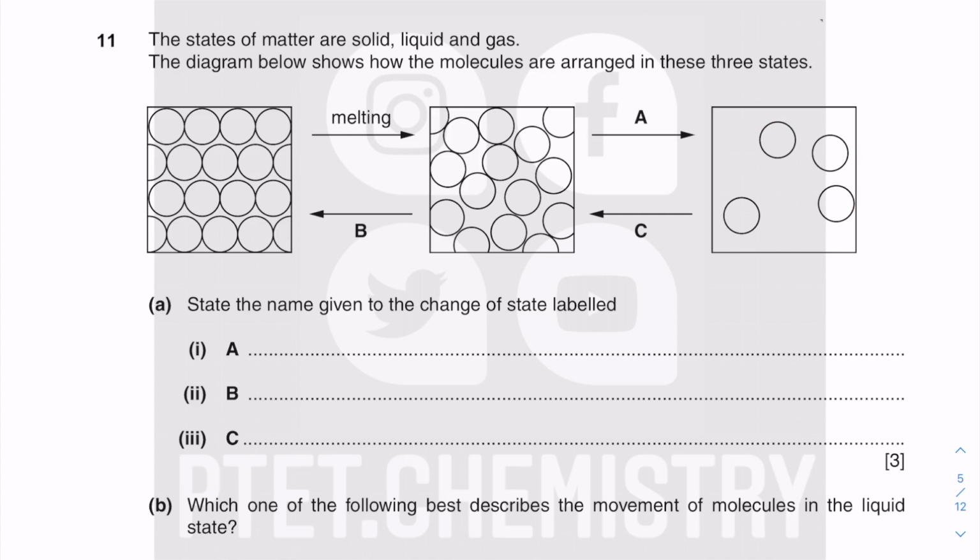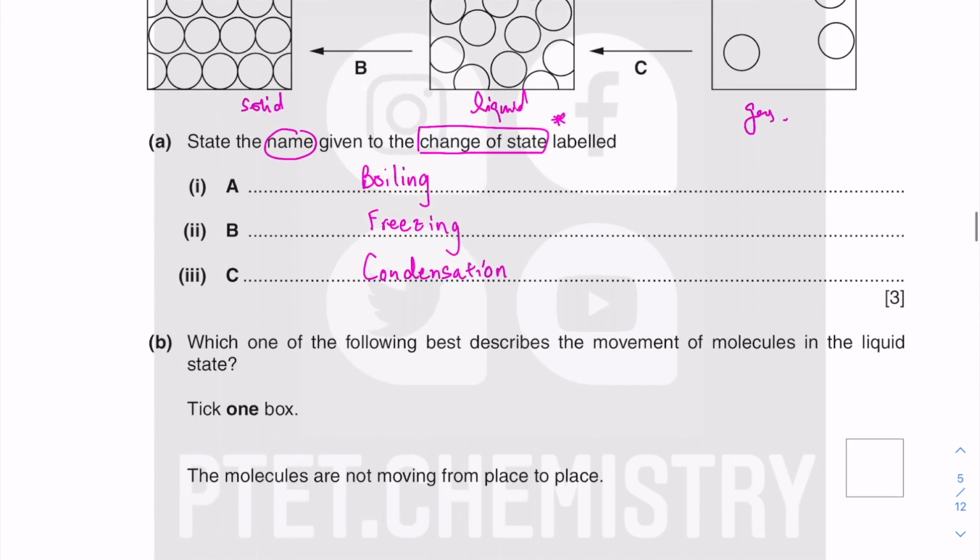Okay, here you want the name, you want the change of state as stated in the syllabus. There are a couple of changes of state that you should have known. So for A, this is a solid, this is a liquid, and this is a gas. Read the question carefully. This A is going from liquid to gas. Liquid to gas is what you call boiling. B is liquid to solid, is what you call freezing. These are all stated in the syllabus, by the way. C is going from gas to liquid. This is called condensation. All these are technical spelling, by the way.